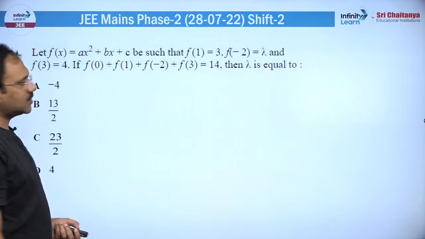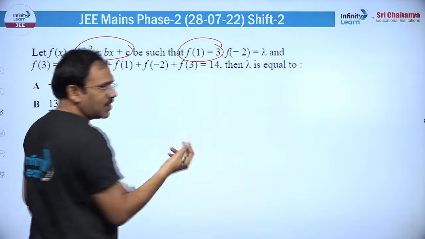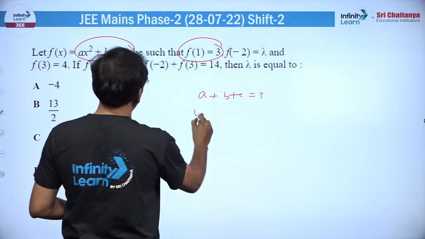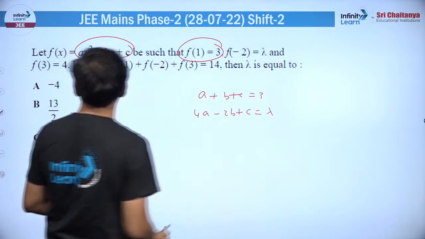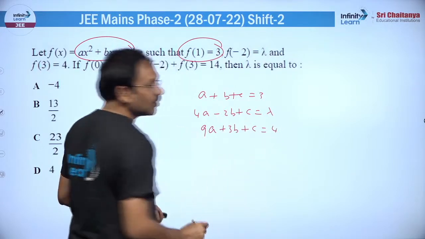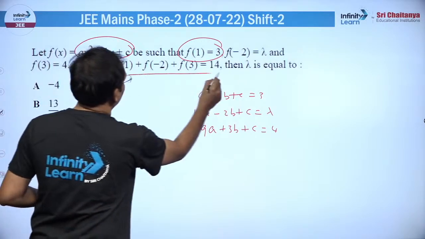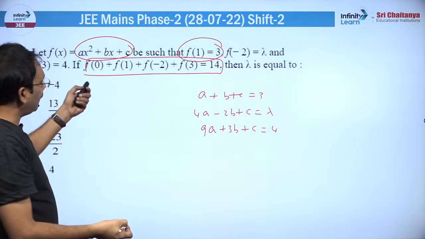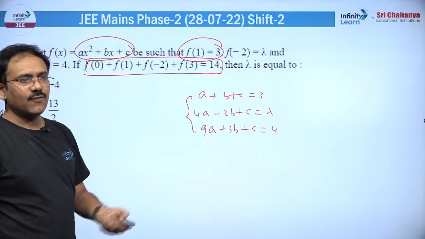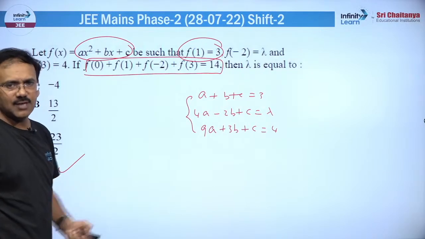Next my dear friends, you see this question, f of x is ax square plus bx plus c such that f of 1 is 3 gives an equation a plus b plus c is equal to 3. F of minus 2 is lambda, that is 4a minus 2b plus c is equal to lambda, and f of 3 is 4, which is my dear friends 9a plus 3b plus c is equal to 4. 3 equations in 3 variables, of course lambda is the unknown. Now to find lambda, he has given one more condition here. From this lambda can be replaced here in terms of ABC, you will get 3 equations in 3 variables, you can solve it, you can get the value of lambda to be 4, that is it, simple equations you can solve.